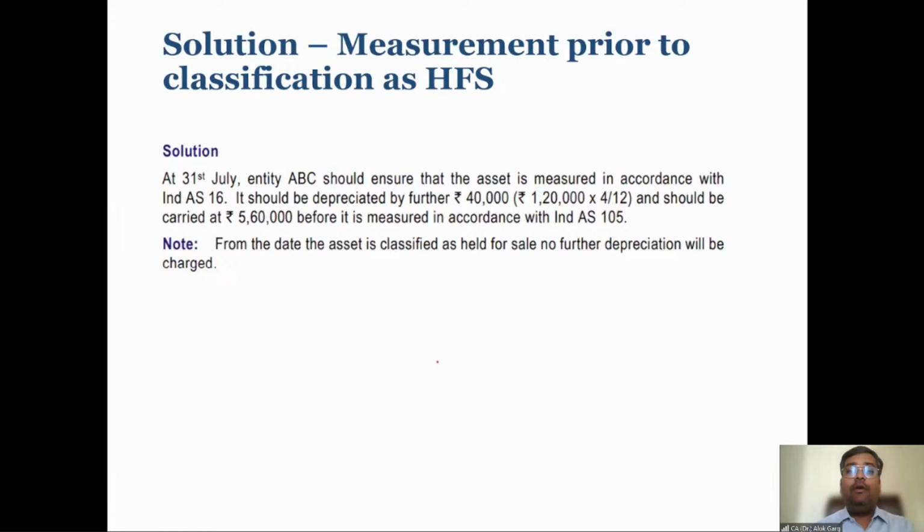Clear? So as at 31st July, step number 1, entity ABC should ensure that the asset is measured in accordance with Ind AS 16. It should be depreciated by a further 40,000, 120 multiplied by 4 divided by 12, and should be carried at 5,60,000 before it is measured in accordance with Ind AS 105, right? And from the date the asset is classified as held for sale, no further depreciation will be charged. Clear? Is it clear?